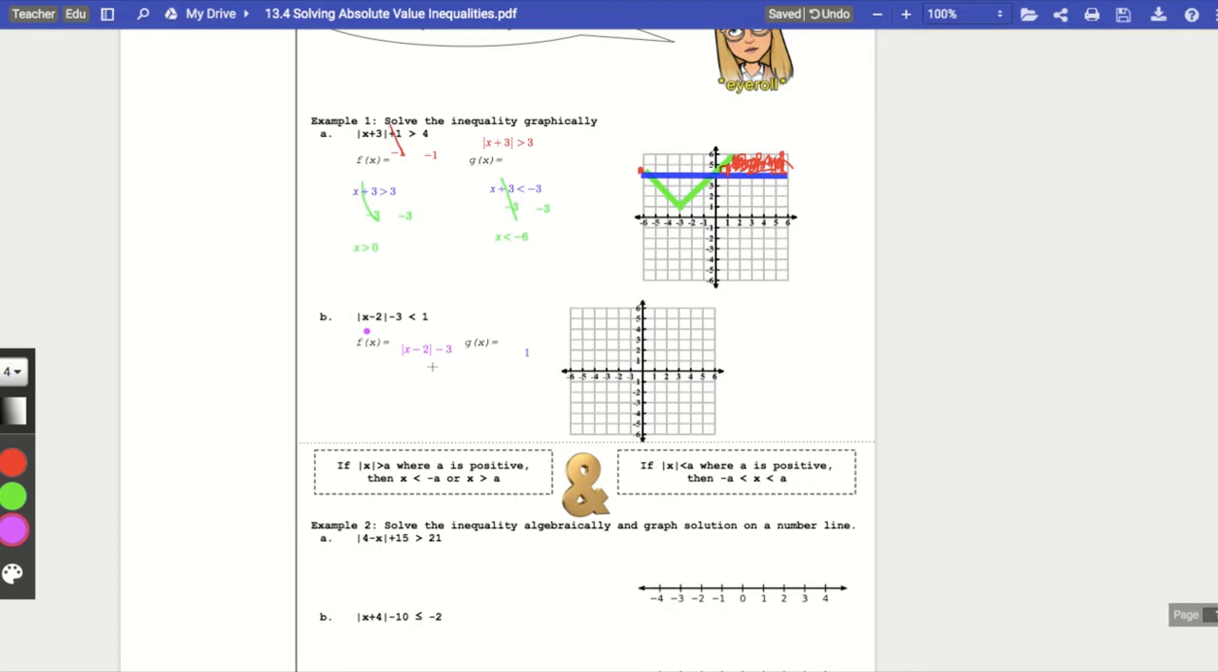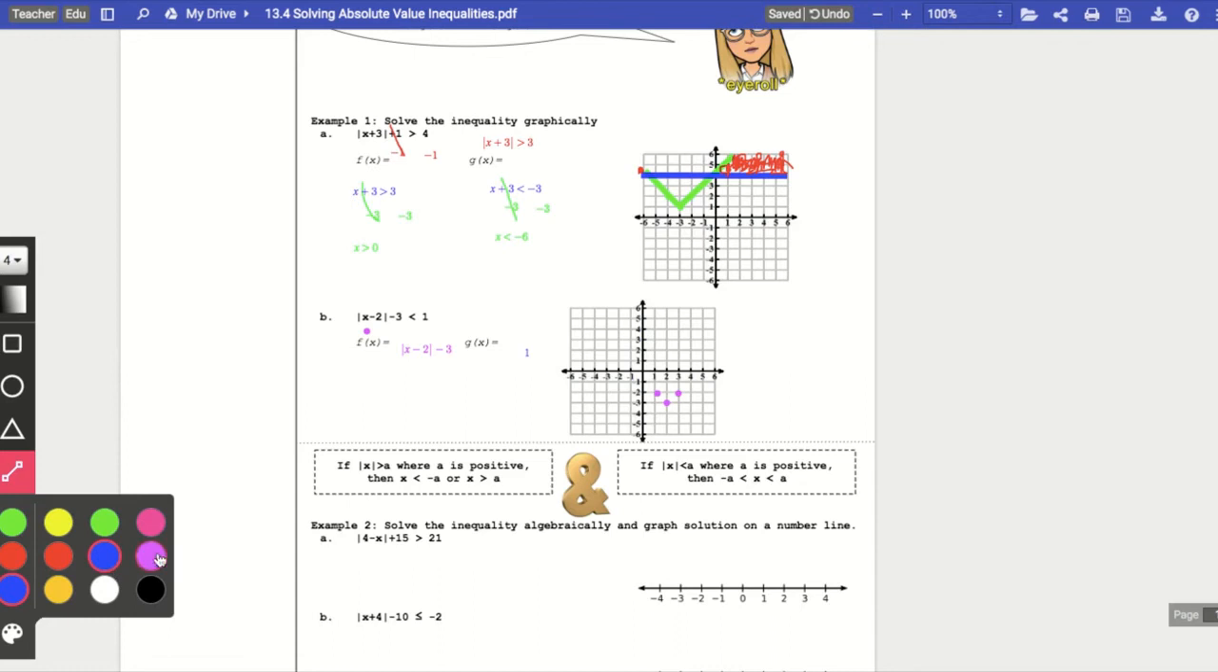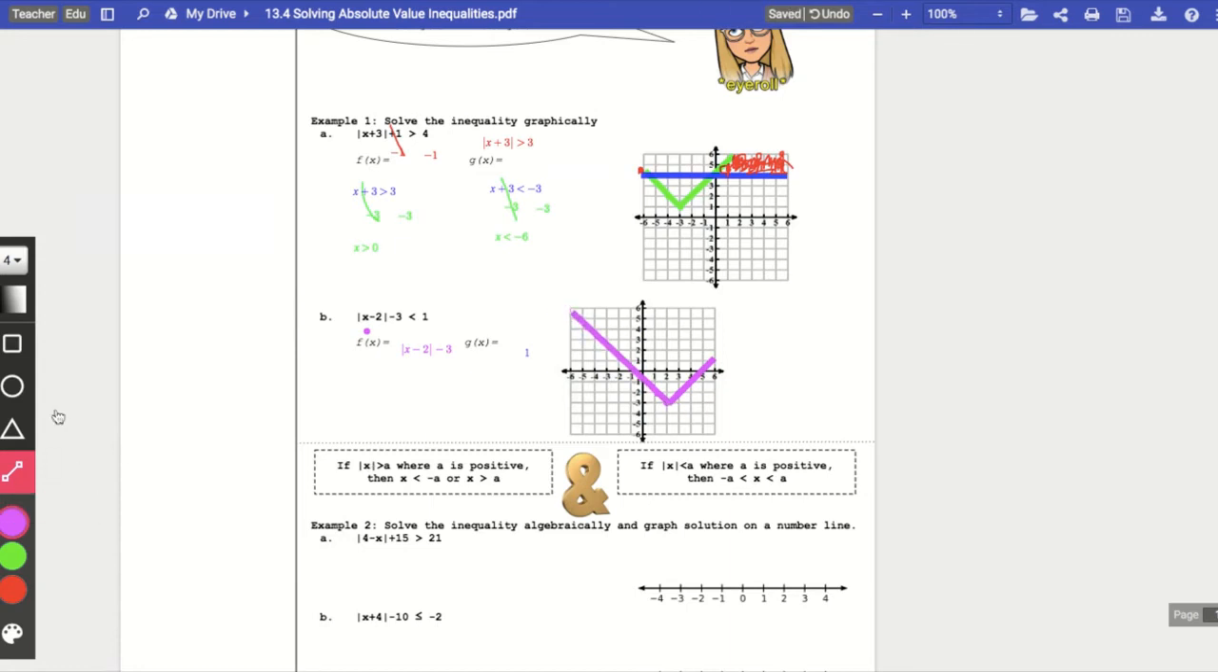So absolute value of x minus 2, the minus 2 means that I shifted right this time 2 units, but then the minus 3 means I shifted down 3 units. So right 2, down 3, that's the bottom of the v. There's no flipping, so I'm just going to go ahead and create my v. There we go. So I'll go ahead and graph my line. All right, there's my absolute value function. And then I'm looking at the graph y equals 1. 1 is right here. It's a horizontal line right there.